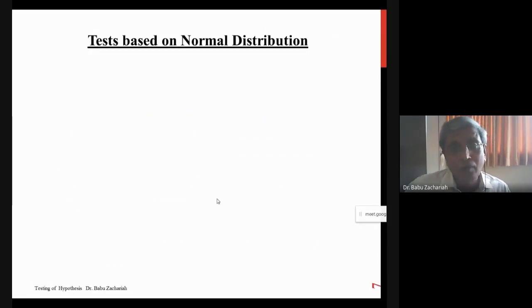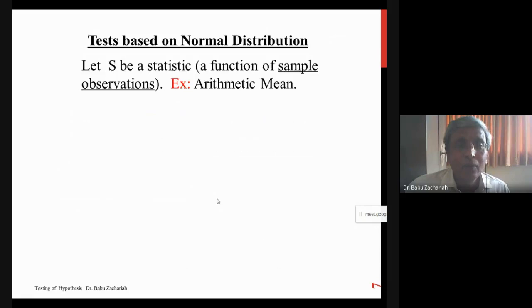Test based on normal distribution. Now let S be a statistic. A statistic means a function of sample observations, for example the arithmetic mean. X bar is X1 plus X2 plus up to Xn divided by n. So it is a function of sample observations.